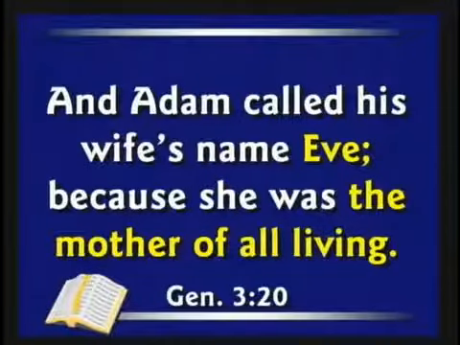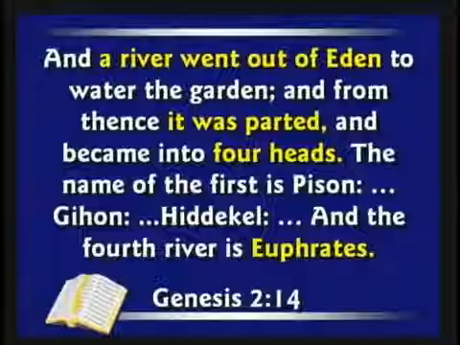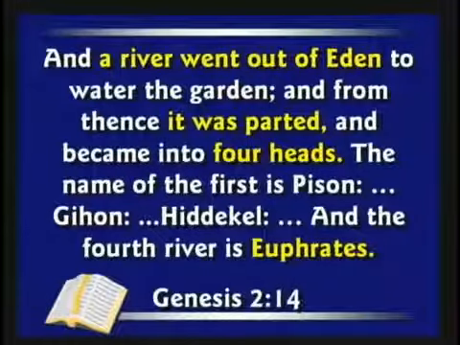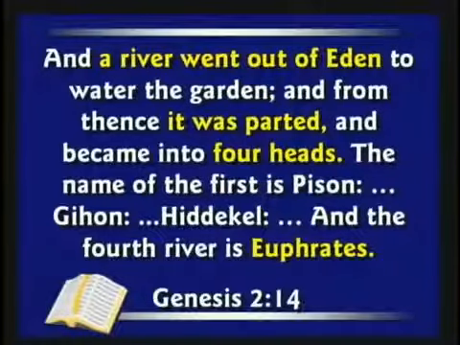Where is the Garden of Eden? I get asked this question surprisingly. People say, it's a shame Saddam is in charge of Iraq because that's where the Garden of Eden was. I say, where do you get that? Well, the Bible says in Genesis chapter 2, a river went out of Eden to water the garden, and from thence it was parted and became into 4 heads. The name of the first was Pison, Gihon, Hiddekel, whatever. And the 4th river is Euphrates. And they'll say, see, Euphrates runs through Baghdad.